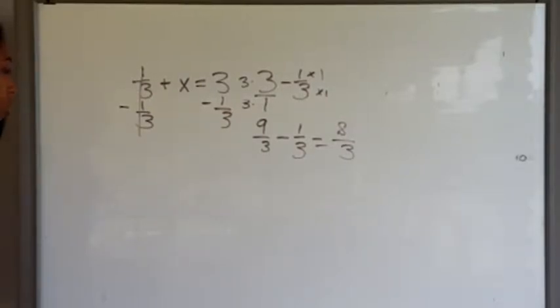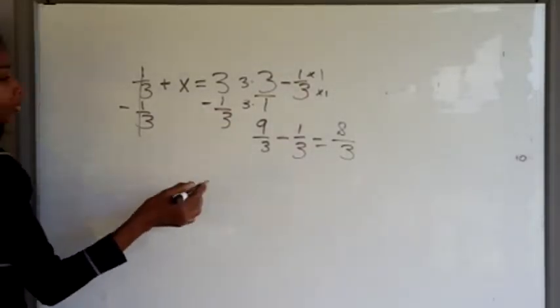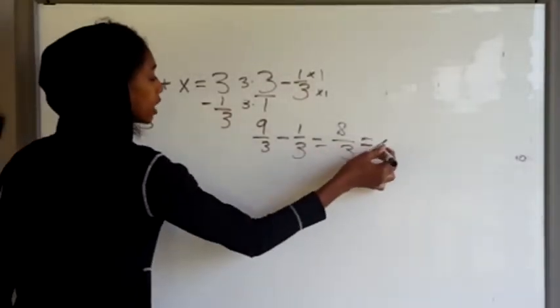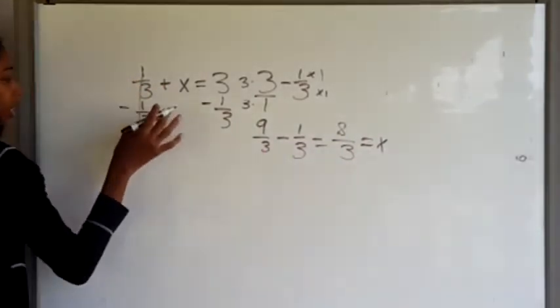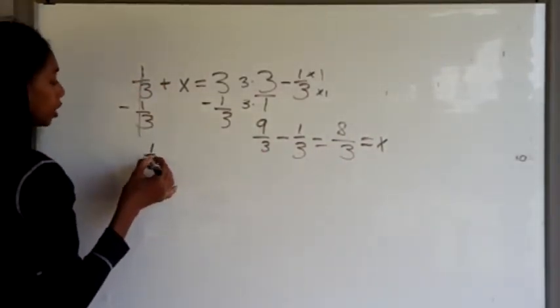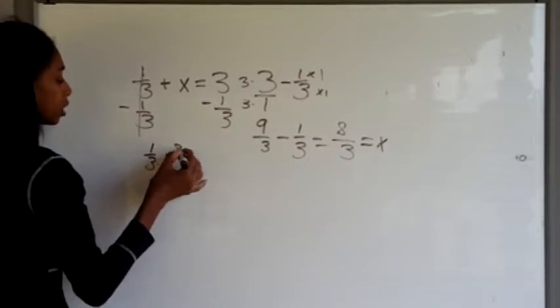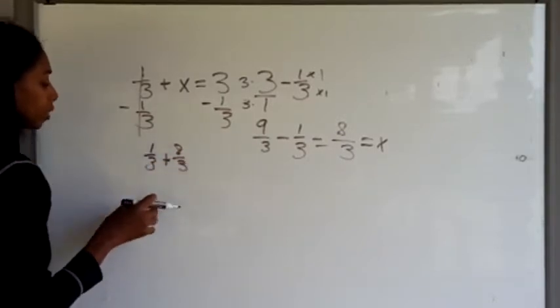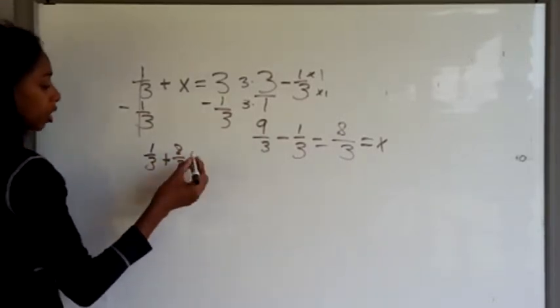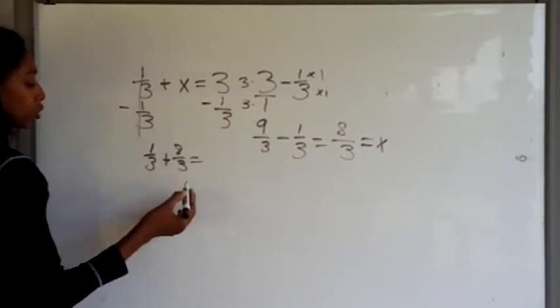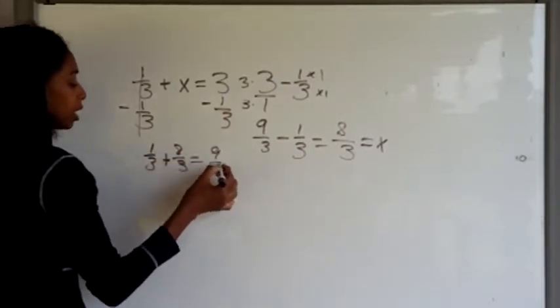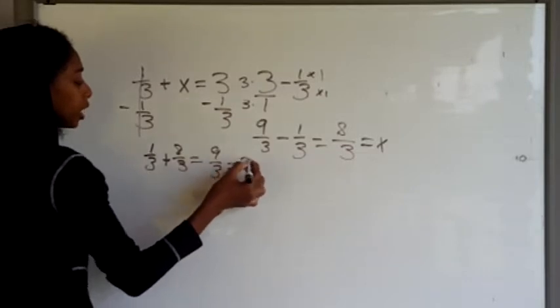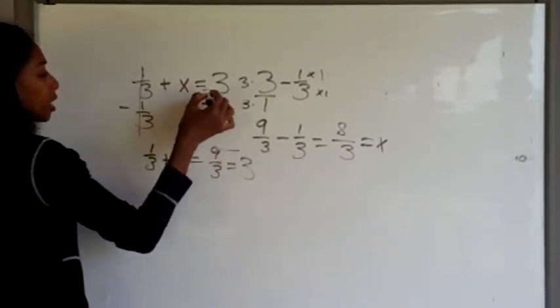Why does this seem wrong? Oh, it's not. So 8/3 is equal to x. So we plug that in. We have 1/3 plus 8/3. And our denominators are already the same. So we add across, we add the numerators. So 8 plus 1 is 9. That's 9/3. 9/3 is 3. Just equal to that. So that was correct.